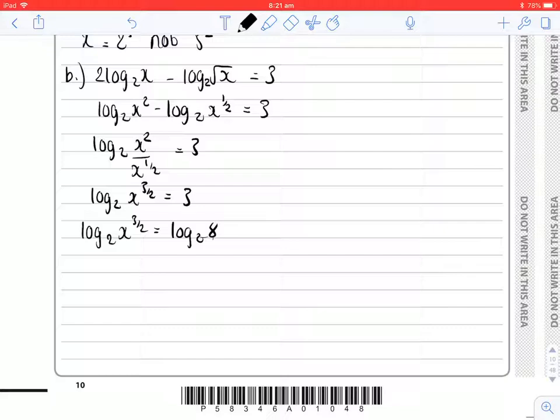So now we have a single log with the same base on both sides. We can unlog it, and we're left with x to the power of 3 over 2 is equal to 8. So if we've got x to the power of 3 over 2, what we can do is we can square both sides, which leaves us with x cubed is equal to 64, cube root both sides, and x is equal to 4 for our final answer.